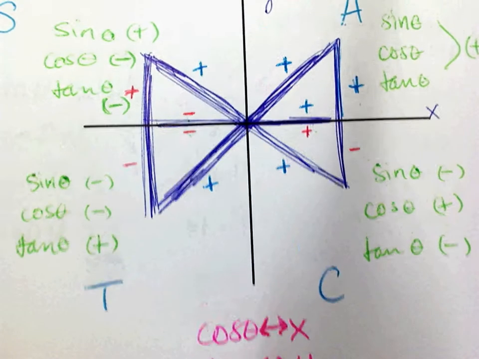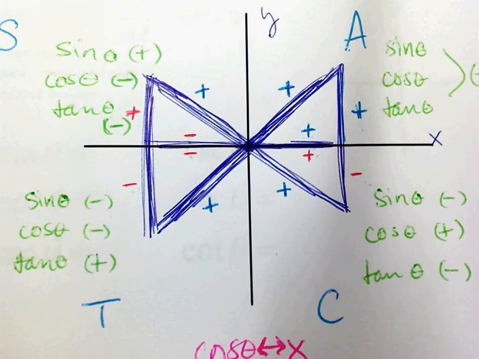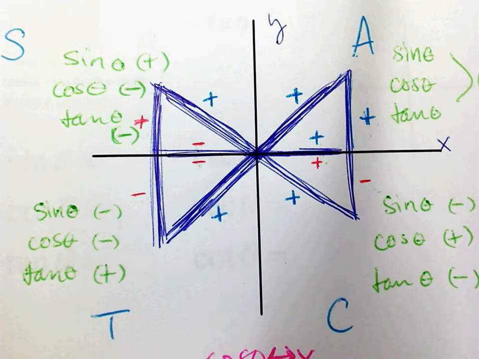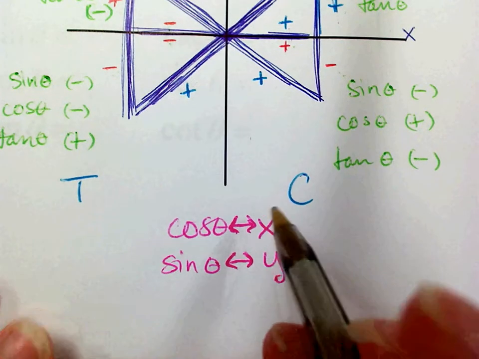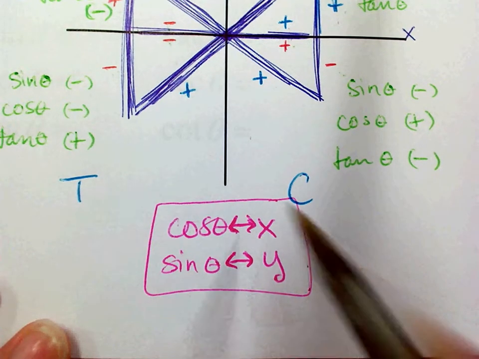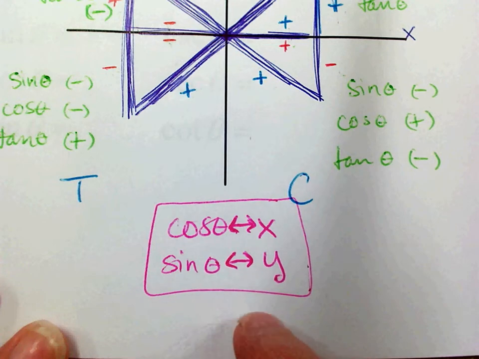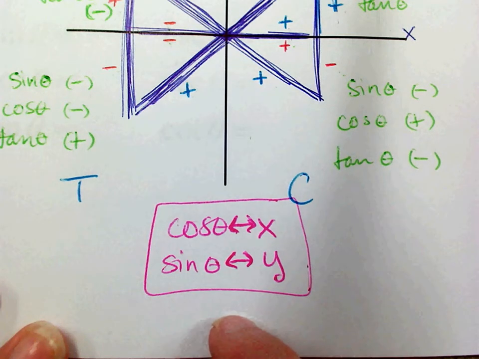Sure, you can remember ASTC, and if that helps you, then that's fine. But for the purpose of pre-cal and the purpose of calculus, you need to, and we'll talk more about this for sure, cosine is x and sine is y. Okay?